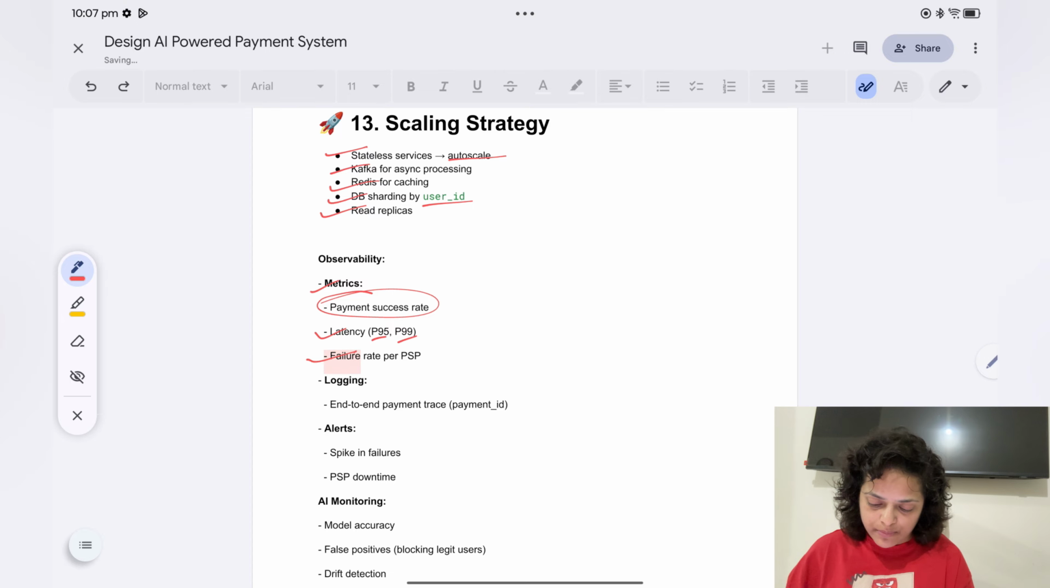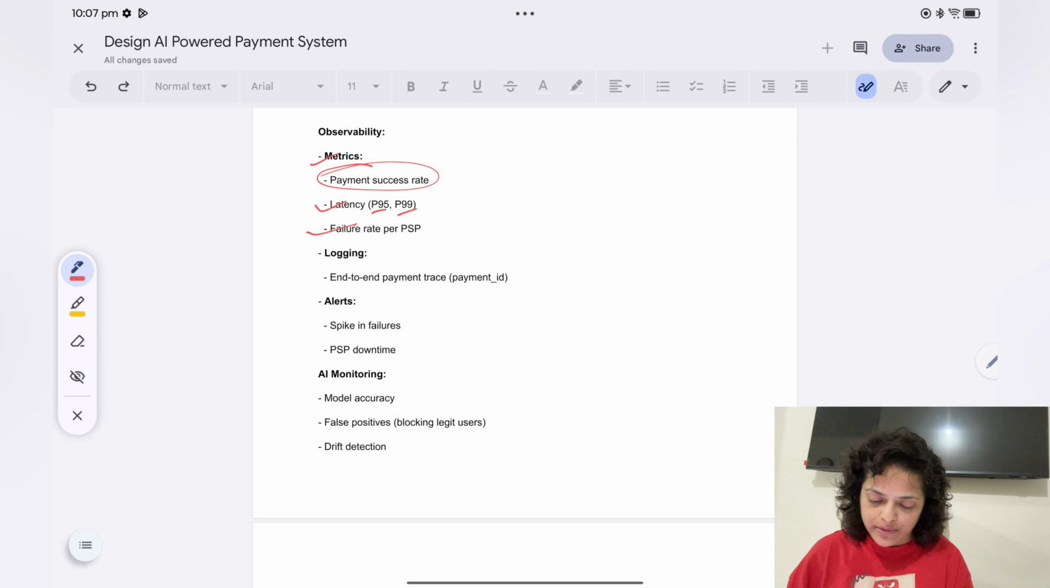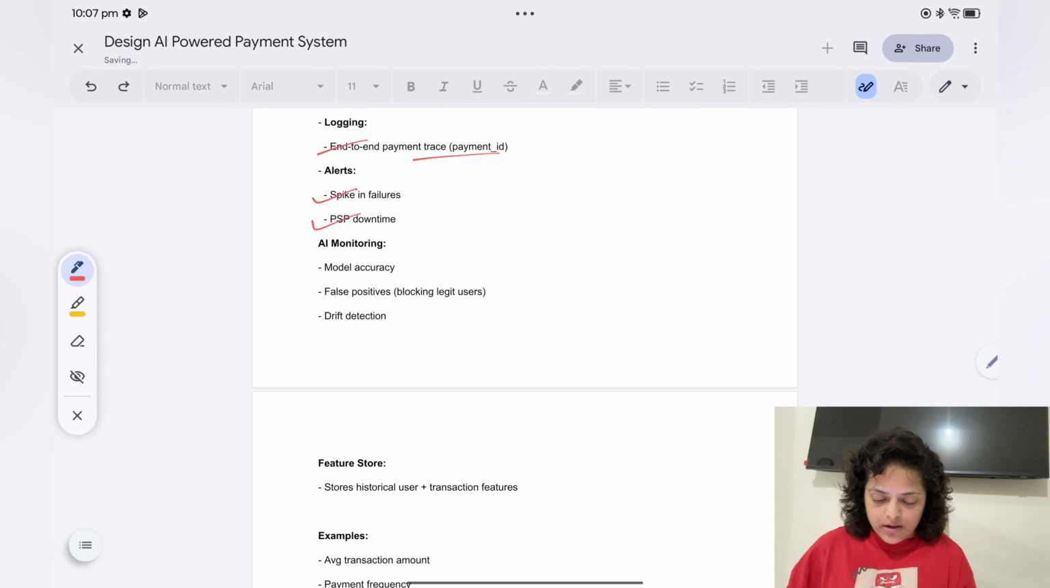Then failure rate per PSP we will also maintain as part of observability. Then logging, so an end-to-end payment trace on the basis of payment ID. Then alerts, for spikes in failure and PSP downtime. For this we will be sending alerts.